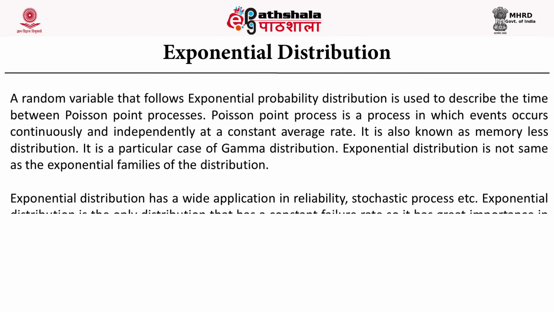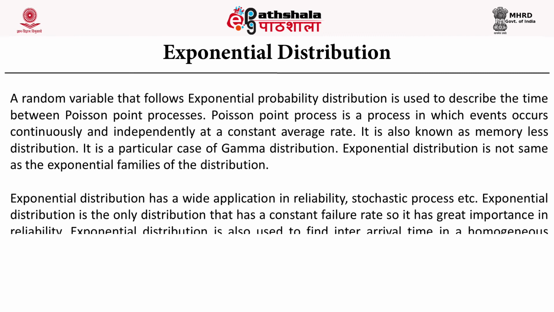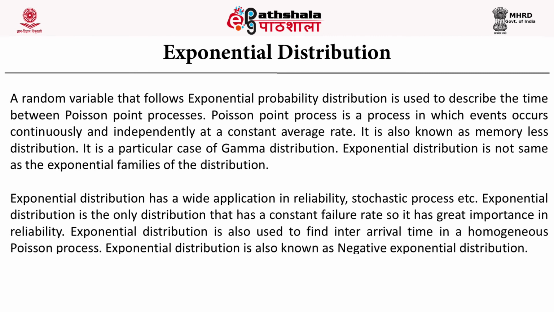The exponential distribution is not the same as the exponential family of distributions. It has wide applications in reliability, stochastic processes, etc. The exponential distribution is the only distribution that has a constant failure rate, so it has great importance in reliability. It is also used to find inter-arrival time in a homogeneous Poisson process. It is also known as the negative exponential distribution.